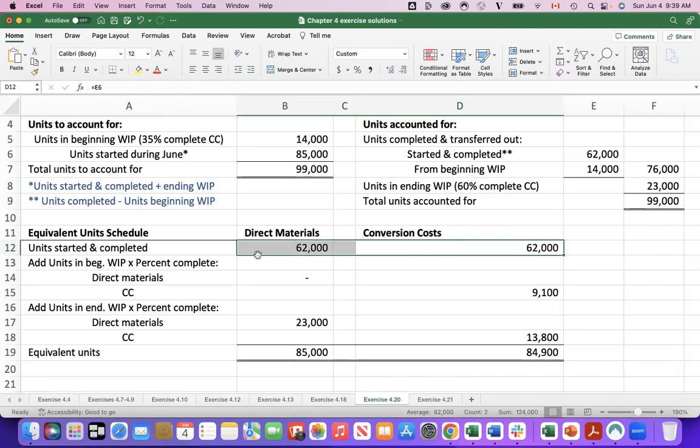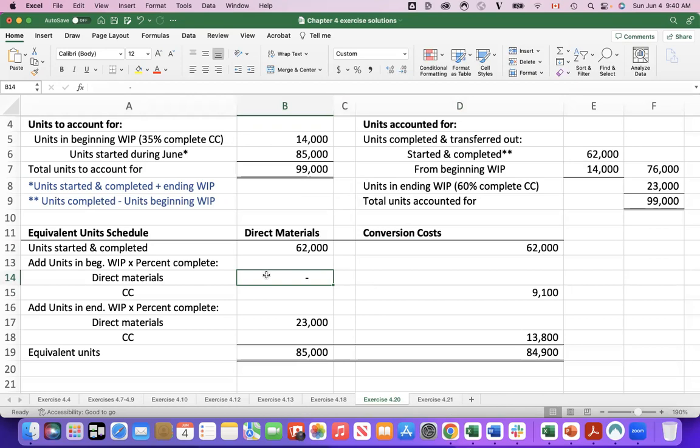Now we need to add in beginning work in process with respect to material and labor. Equivalent units with beginning work in process with respect to material, it is 0. Now, why is it 0? Well, what is beginning work in process? Beginning work in process is inventory we worked on in the prior period. If these units were started in the prior period, then when was the direct material cost incurred? Was it incurred in the month of June in the current period? No, it was incurred in the prior period.